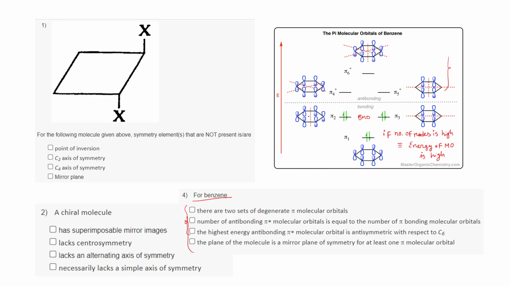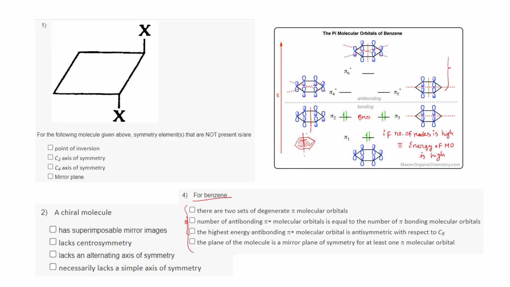If you go from here to there, there is a change in the phase, right? So there is one node along the perpendicular to the molecular plane. This is the benzene molecular plane, I guess you know this. This is the molecular plane and perpendicular to this, there is a node.